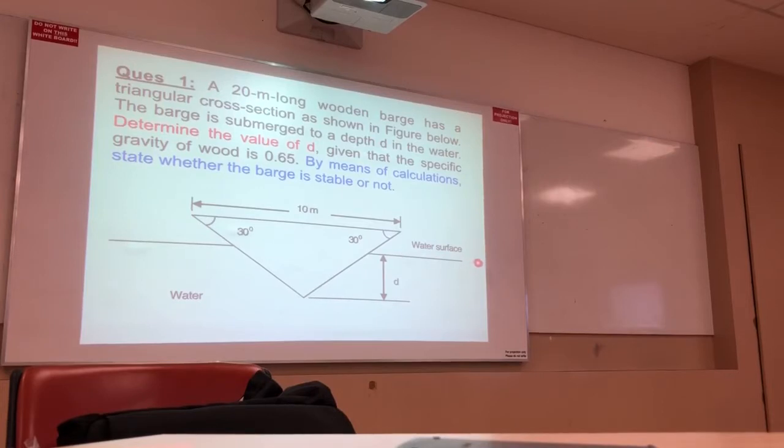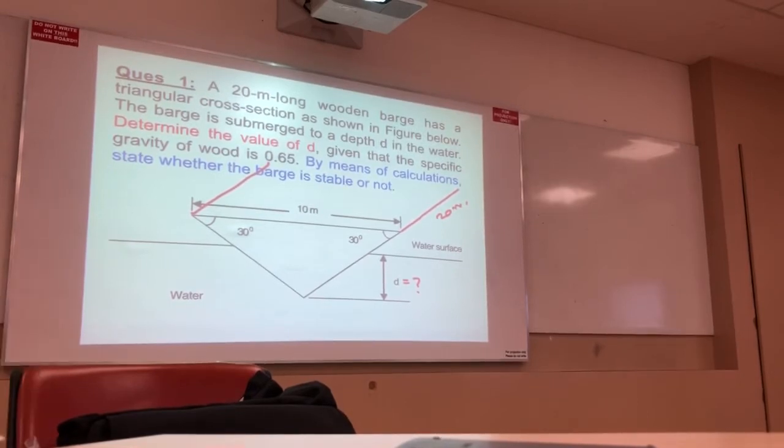Okay? And the barge is submerged D meter depth in the water. Determine the value of D. In that question they tell you what is the value of D. And in the Z direction, the length is 20 meters. Right? This direction is 20 meters.